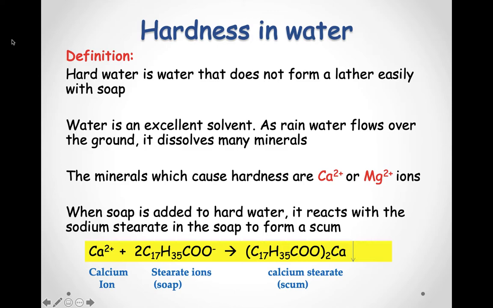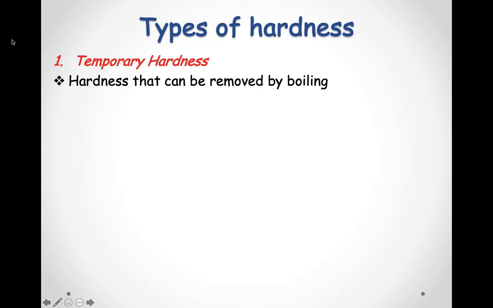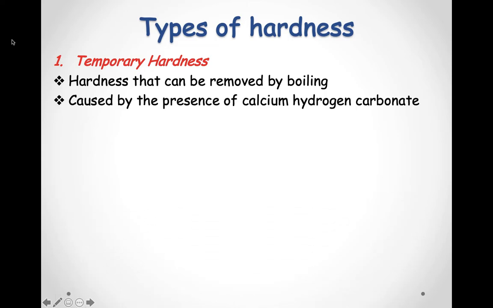Now let's look at the different types of hardness that you can get. The first one is temporary hardness. As the name suggests, temporary hardness is hardness that can be removed, and the main method of removing it is by boiling. It's generally caused by the presence of calcium hydrogen carbonate. Now, where does this calcium hydrogen carbonate come from?